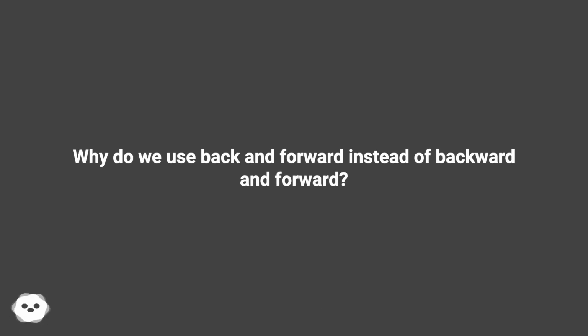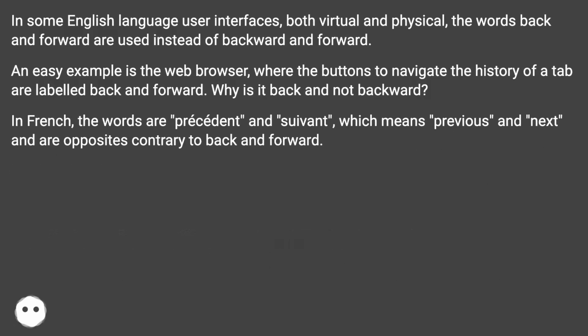Why do we use back and forward instead of backward and forward? In some English language user interfaces, both virtual and physical, the words back and forward are used instead of backward and forward. An easy example is the web browser, where the buttons to navigate the history of a tab are labeled back and forward. Why is it back and not backward? In French, the words are précédent and suivant, which means previous and next, and are opposites contrary to back and forward.